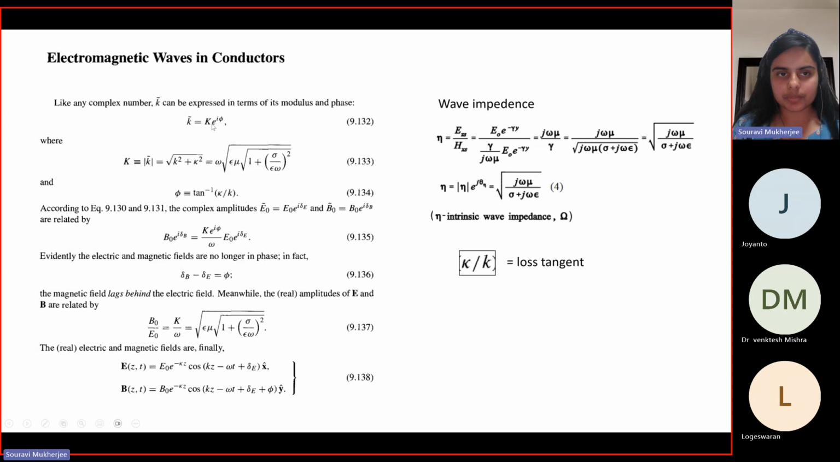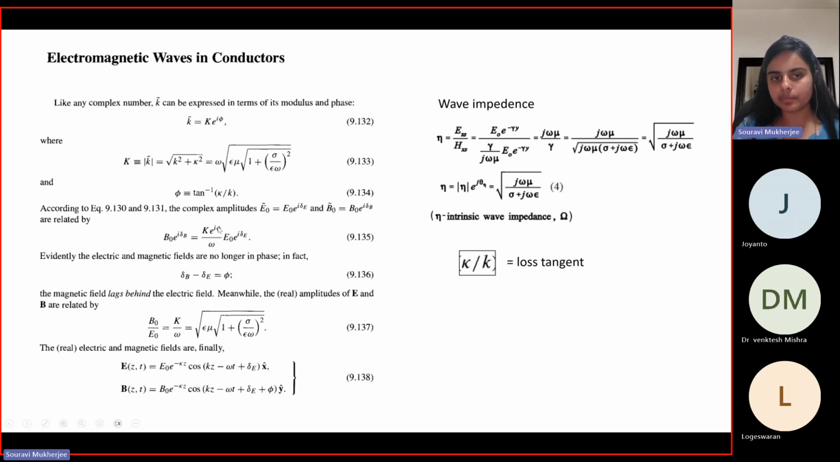Now again, because your k is a complex quantity, you can write it as some modulus into e to the power i phi, where phi is some phase. How do you find the phase? The phase would be given as tan inverse of the imaginary part by the real part, and root over of k square plus chi square would give you the modulus. So now if you write the expression of the electric field and the magnetic field, and use Faraday's law, then you know that this is how the magnetic field is related to the electric field. So it's important to note that now the magnetic field is no longer in phase with the electric field.